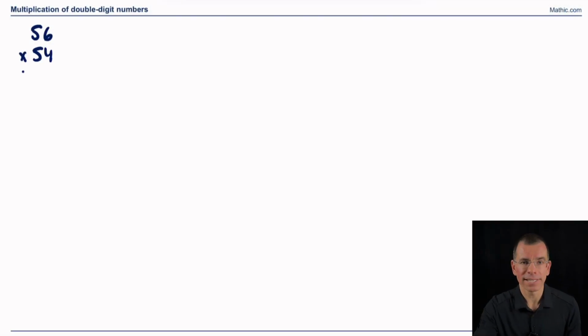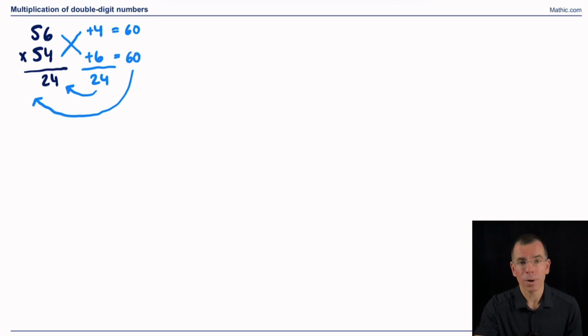So let's multiply 56 times 54. We will use a similar approach as in method number 1. 56 less 50 is 6. 54 less 50 is 4. Multiplying 6 times 4 we get 24. We have the last two digits of the result. 56 plus 4 and 54 plus 6 is 60. Now, in order to get the first two digits of the result, we need to divide 60 by 2, because our base 50 is 100 divided by 2. So the final result is 3024.